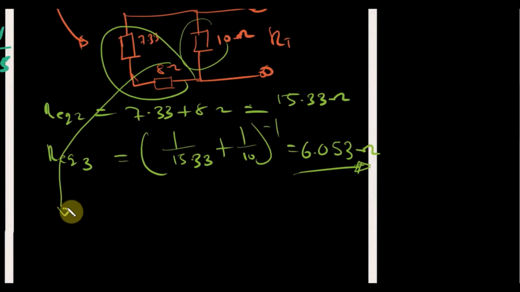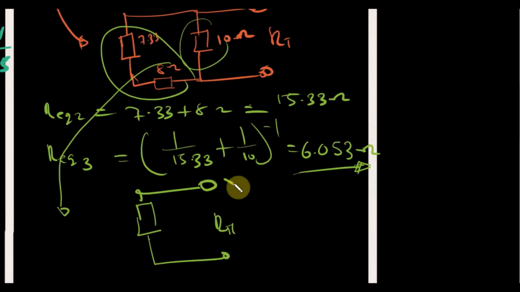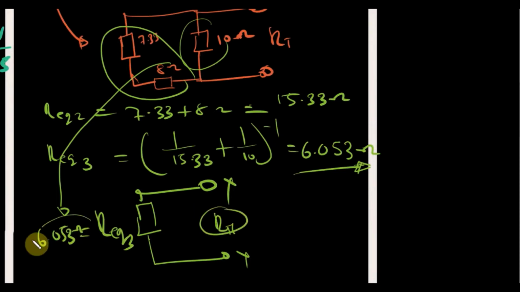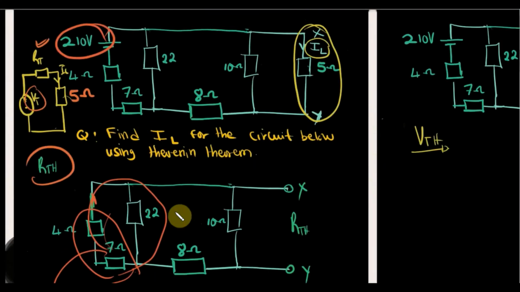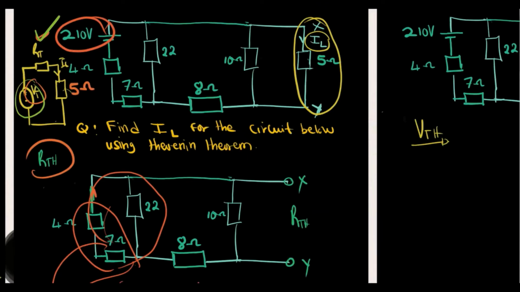Okay, I can just write down my reduced circuit. It will look something like this. R Thevenin, I'll be measuring from this point. This is my R equivalent 3, which equals 6.053 ohms, which is exactly the same thing as R Thevenin at that point. So we have R Thevenin, check. Now we need to get V Thevenin. Let's go ahead and find it.